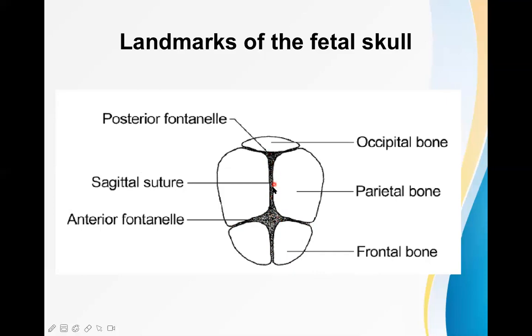There is a sagittal suture, you can clearly see. There is a coronal suture and there is a frontal suture. So this is the anterior fontanelle, here is the posterior fontanelle. So what I mean here is, by doing vaginal examination, we can feel this fontanelle, we can feel these bones. Then we know what is the position of the fetal skull according to the maternal pelvis.